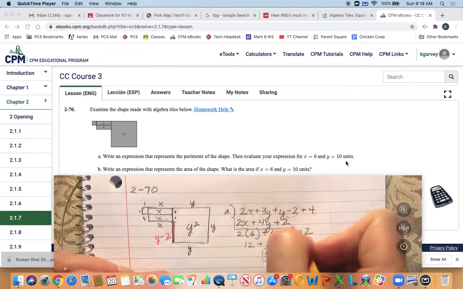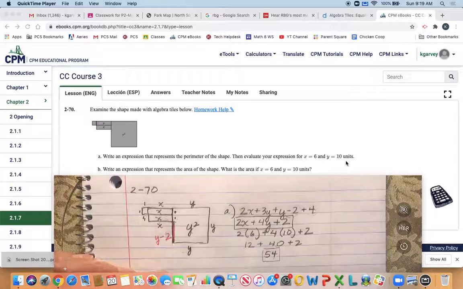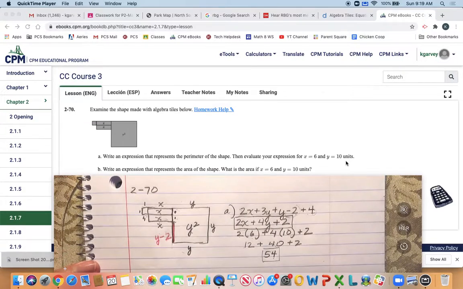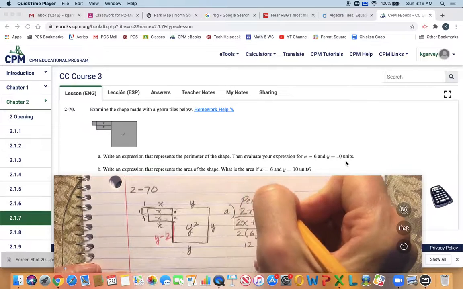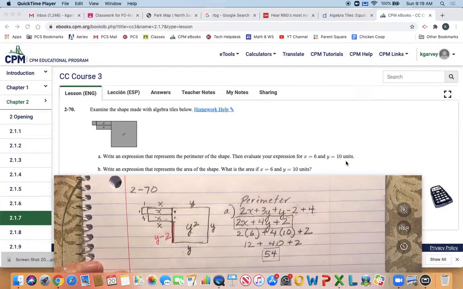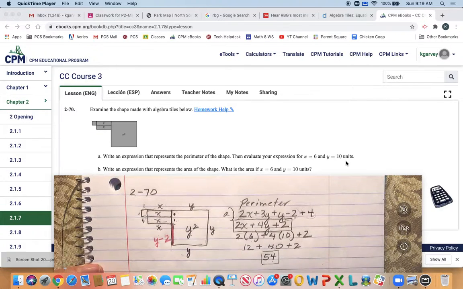And here is what the expression should be when it's simplified. All right, so we've done the perimeter. So now they're asking us to do B. Write an expression that represents the area of the shape. What if the area is x equals 6 and y equals 10 units? So essentially they're asking us to get the area and then find out how it evaluates if we use 6 and 10 for the x and y values.